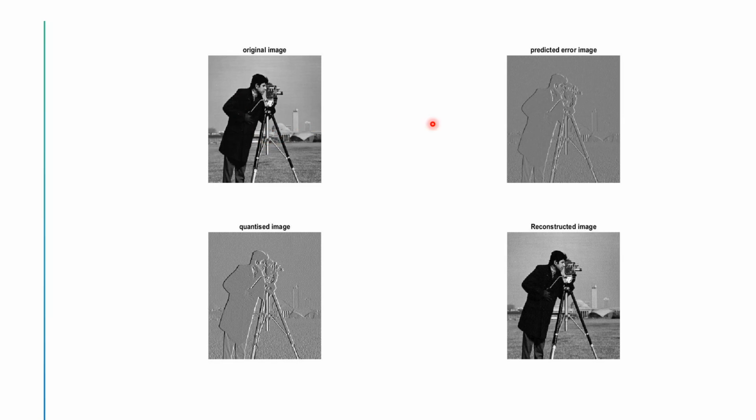The original image is this, and we get the predicted error image, the quantized image, and the reconstructed image with 4 bits per pixel.